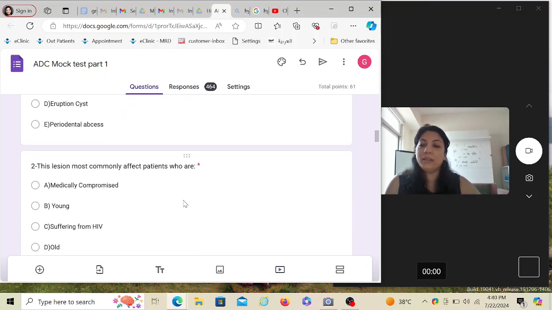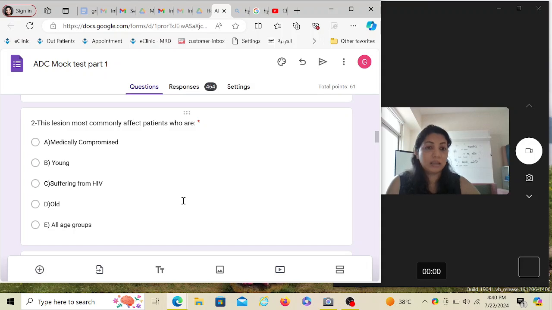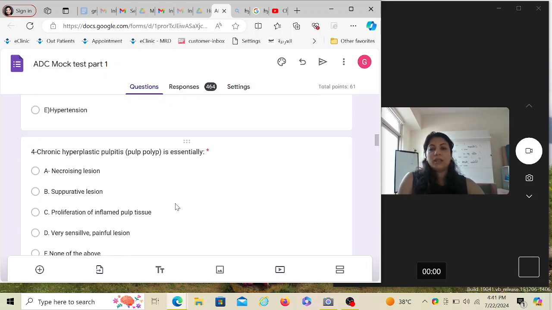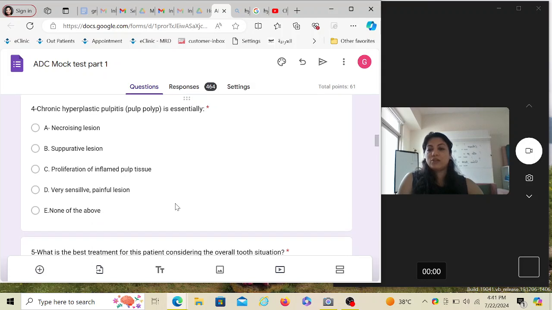This lesion most commonly affects patients who are young. By definition, it's related to young people. So it cannot be old or any other medically compromised thing because pulp has to be very healthy to fight back. Most common cause of such a lesion is low-grade inflammation. I already spoke about it. Chronic hyperplastic pulpitis is essentially a proliferation of inflamed pulp tissue.